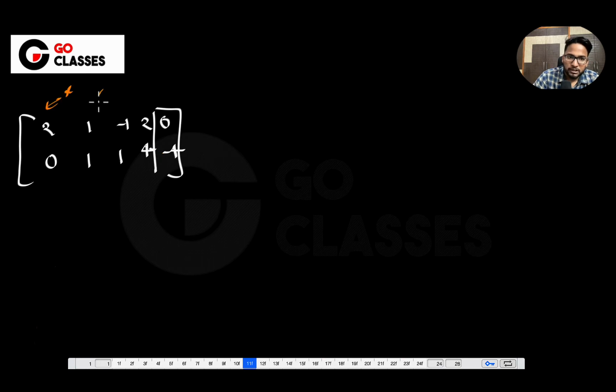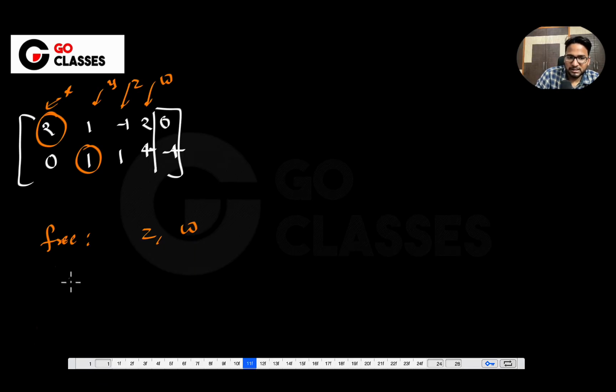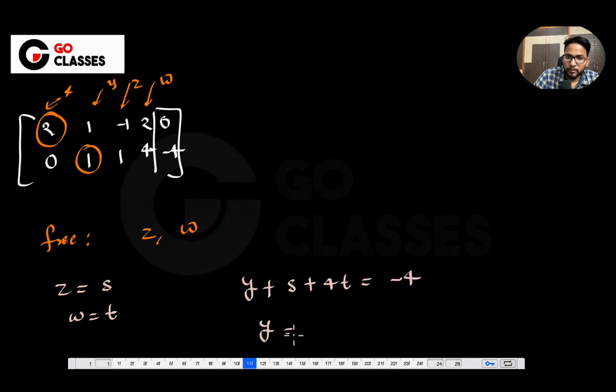If you remember, this was x, y, z, w. This is the pivot variable, this is the pivot variable. So the very first step is to write the free variables, which are z and w. Now let's assign the value of z to be s, w to be t. Now you will solve for y: y plus z, which is s plus 4t, equals minus 4. So from here you will get y, which is minus 4 minus s minus 4t.